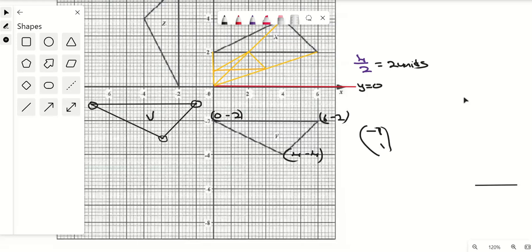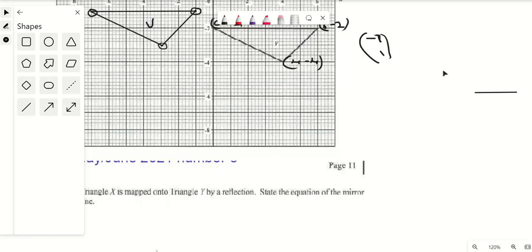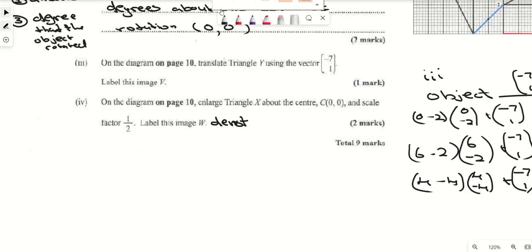All right, so guys, this triangle that you're seeing here is W. Sorry, that is your object that was enlarged to form X. And that is how you would do this question, denoted by the yellow. And that is the end of May, June 2021.